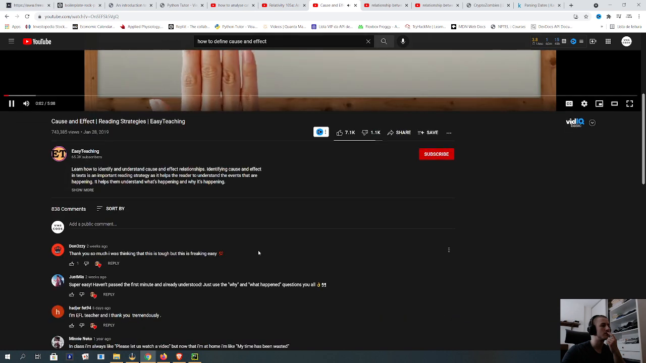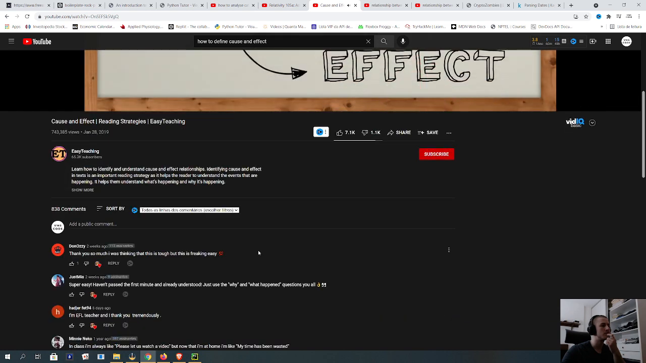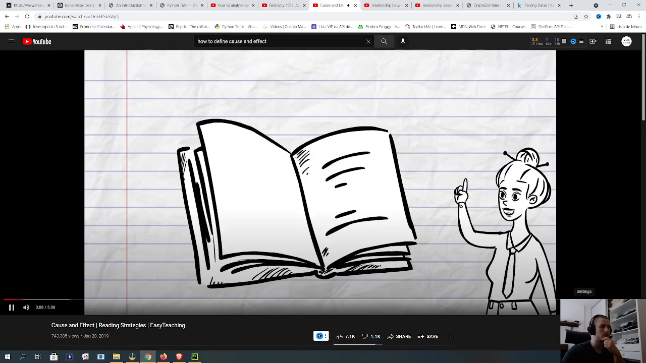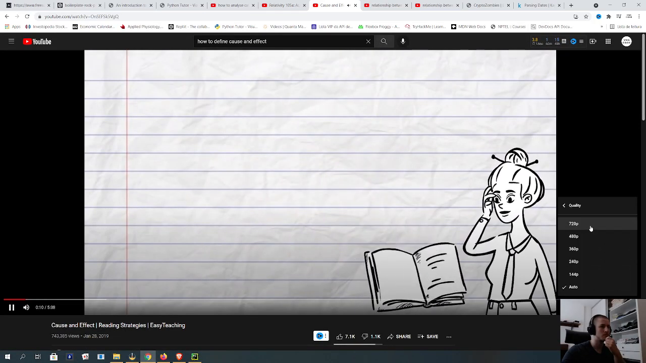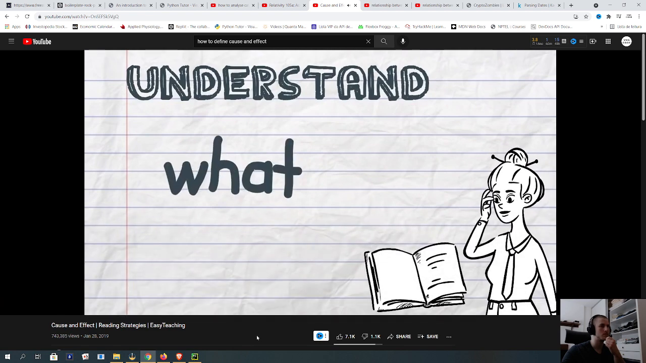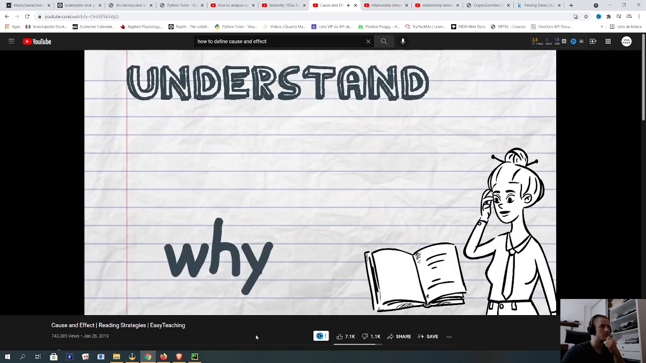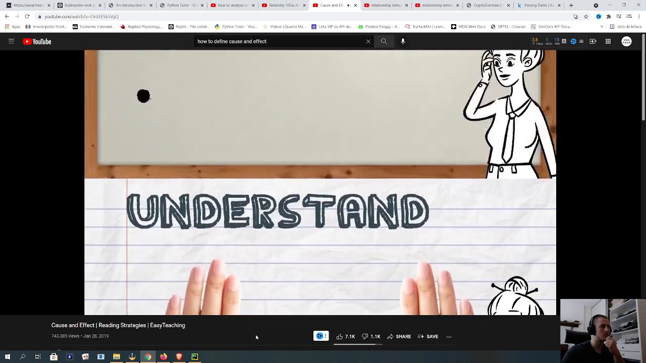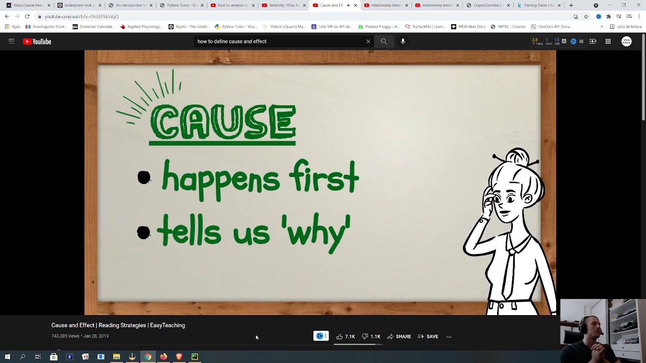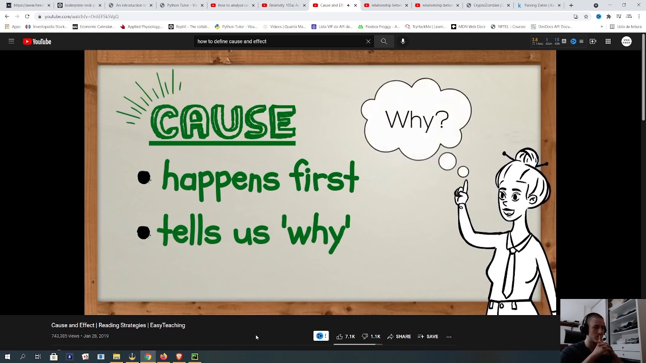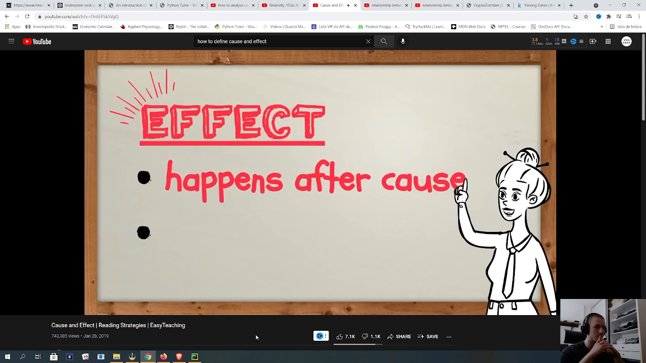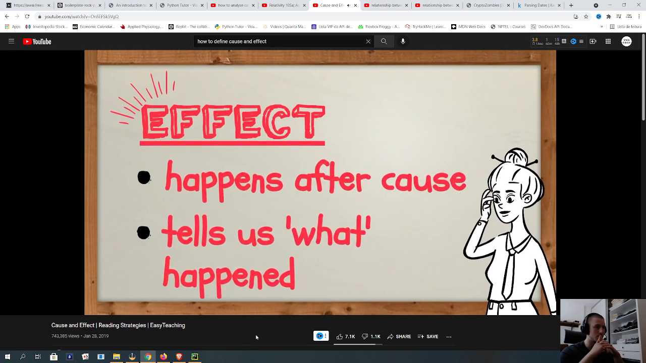Identifying cause and effect in texts is important as it helps us to understand the events that are happening. It helps us to understand what's happening and why it's happening. A cause happens first. It's why something happens. To find the cause, ask, why did this happen? An effect happens after the cause. It tells us what happened.